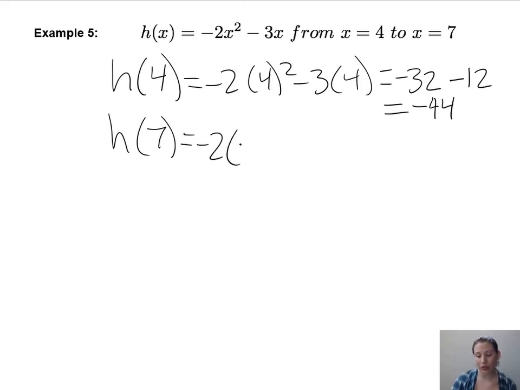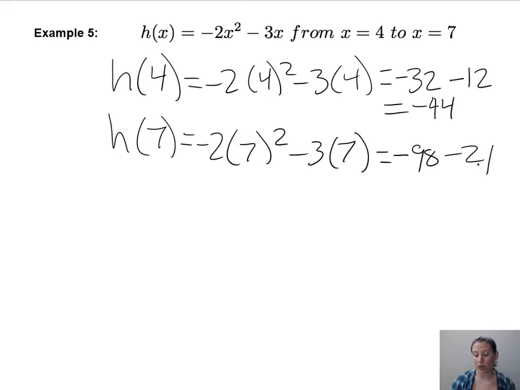So we have negative 2 times 7 squared minus 3 times 7 is equal to, well, 7 squared is 49 times negative 2 is negative 98. And then negative 3 times 7 is negative 21. Okay, what is that then? That's negative 119. Does that look right? Let's see. Yes. Okay. So we have our 2 points now.